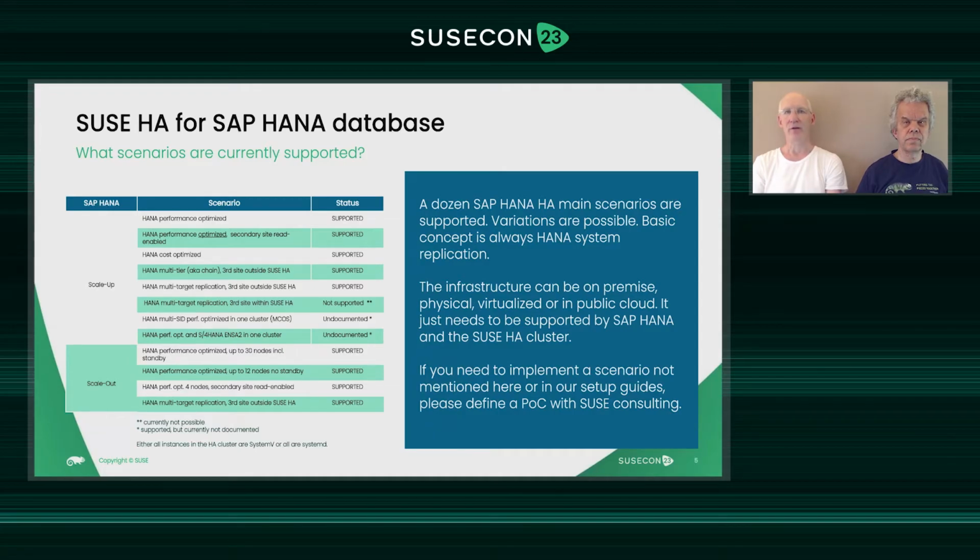For the performance optimized setup, multi-tier and multi-target topologies are supported. That means to these two HANA databases in the cluster, we can connect a third HANA database outside the cluster for disaster recovery purposes or for cloning the data into another system. And we can set up multi-SID clusters. That means one cluster controls several of these HANA performance optimized databases. We can also put additional SAP central services into the same cluster, but this is more a special case.